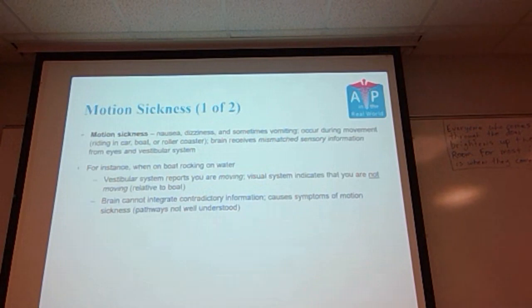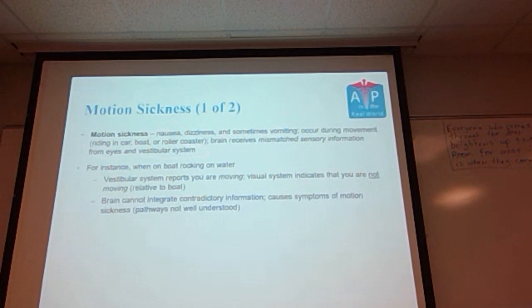Motion sickness. Nausea, dizziness, sometimes vomiting that occurs during movement, such as riding in a car, riding in a boat, being on a roller coaster. What happens here is the brain receives mismatched sensory information. The eyes are telling the brain one thing, the vestibular system is telling the brain something else. And the body's reaction to that is nausea, dizziness, and sometimes vomiting.